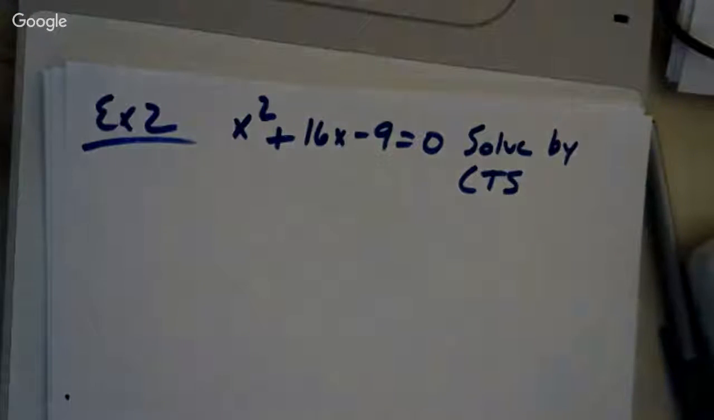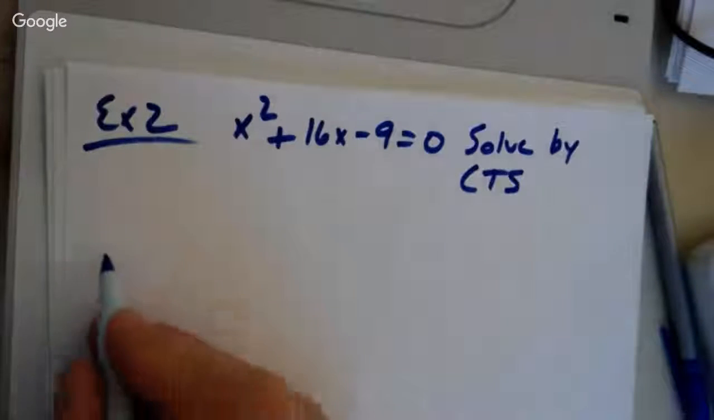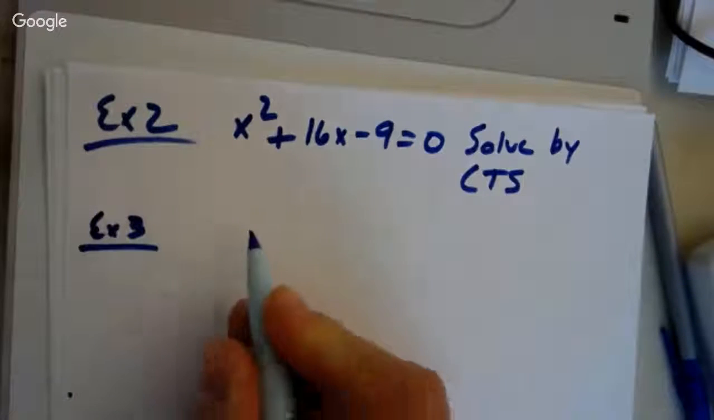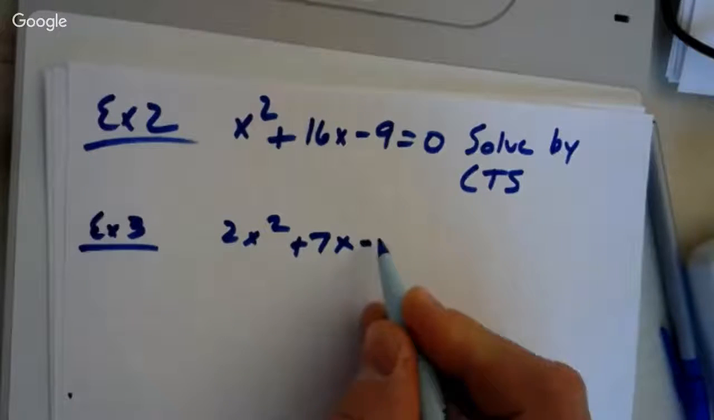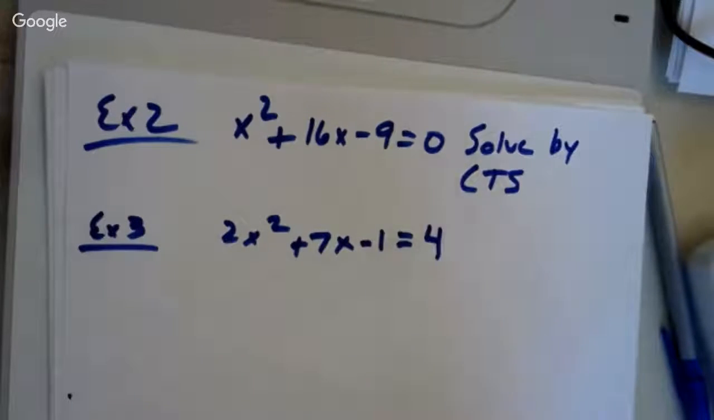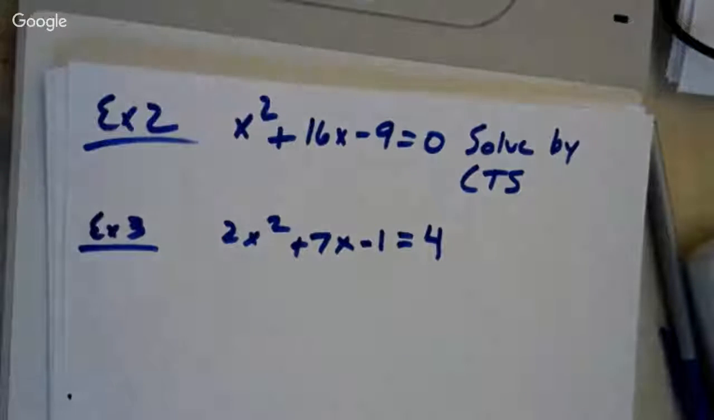Now we run into the train wreck. The train wreck, example 3. Yay. 2x squared plus 7x minus 1 is equal to 4.